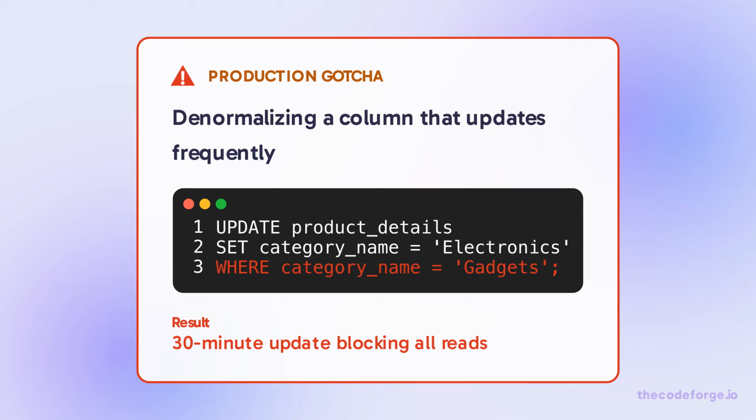If you denormalize a column like category name that changes often, updating it requires scanning and locking many rows. I've seen a category name update take 30 minutes on a 10 million row table, blocking all reads. Always keep frequently updated columns normalized.